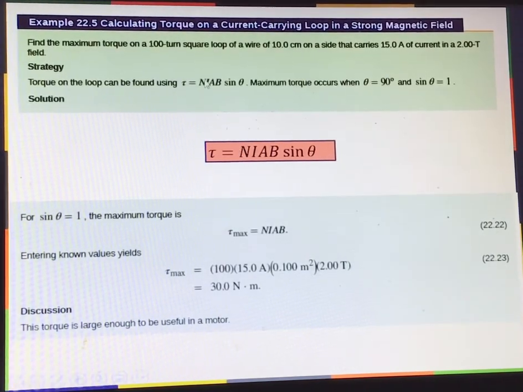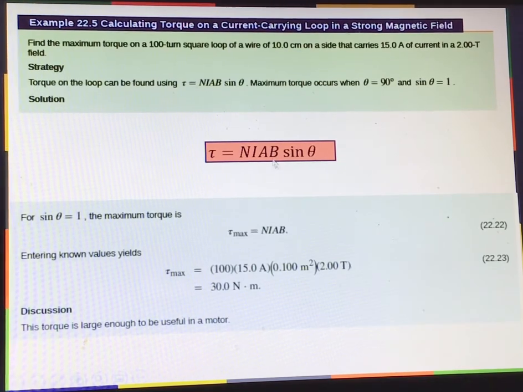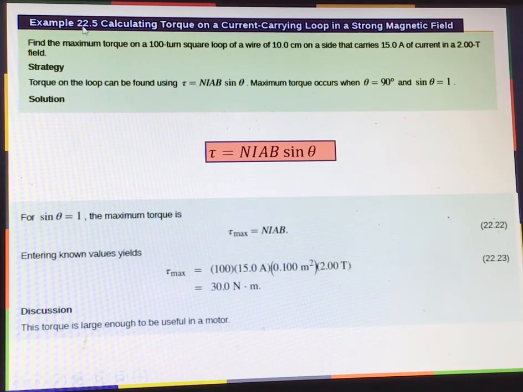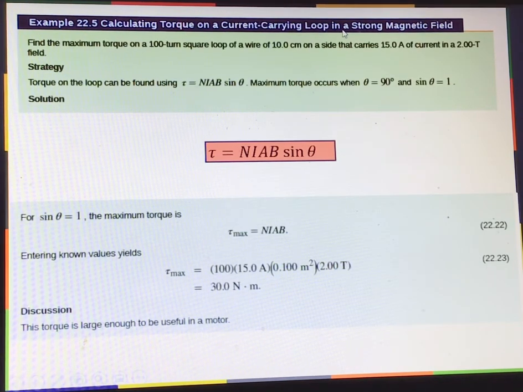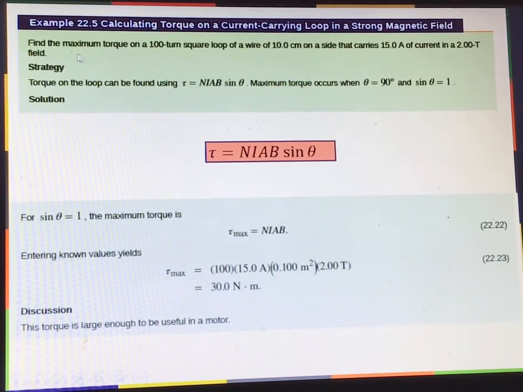All right, so now we're going to look at one example on how we can apply this equation to calculate the torque. So this is example number 22.5. We're going to calculate the torque on a current carrying loop that is placed in a strong magnetic field. So right here it's asking us to calculate what the maximum torque is, and it tells us what the number of turns is. It's 100 turns.